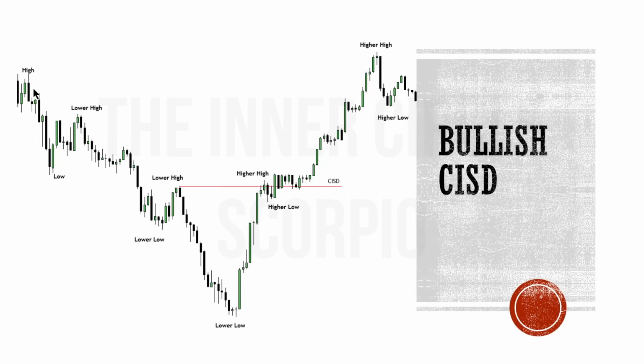Let's take a chart example. We were making a high, low, lower high, lower low, lower high, lower low, and then we made a higher high, which makes it a change in state of delivery. A higher low, a higher high, the price is bullish now.